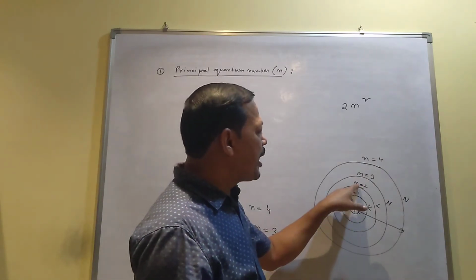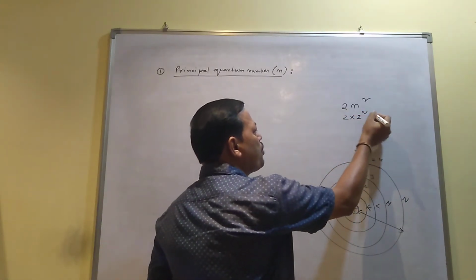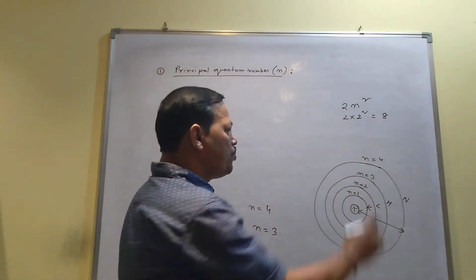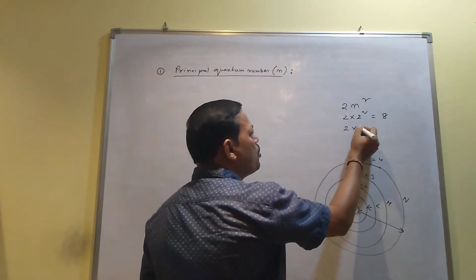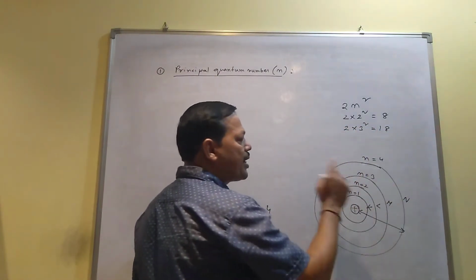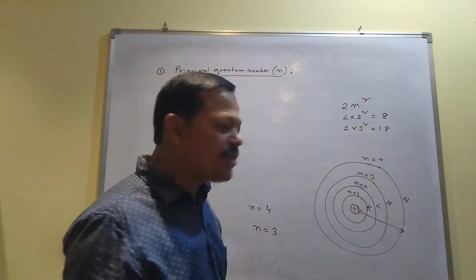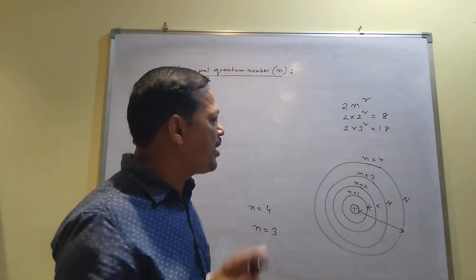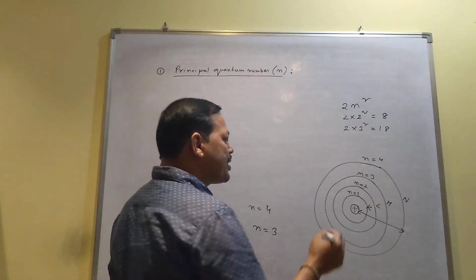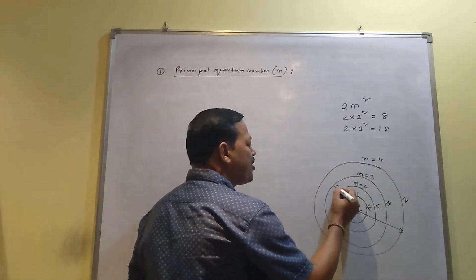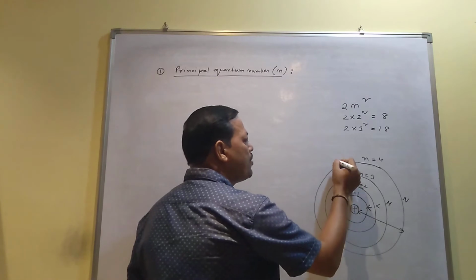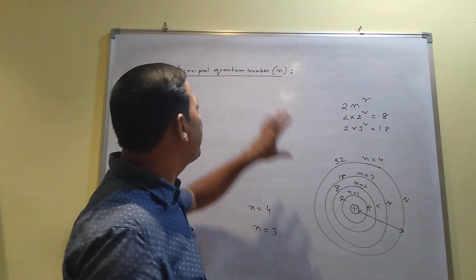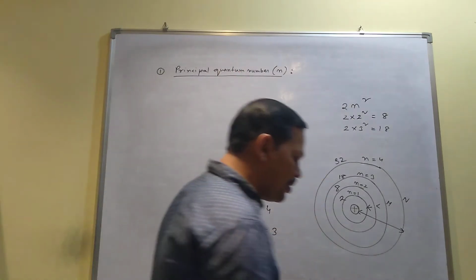For the second shell, n value is 2, I mean 2 into 2². That means you will get 8 electrons, and that's why the second shell contains a maximum of 8 electrons. For the third shell, n value is 3. That means 2 into 3². You will get 18 electrons, and that's why the third shell contains a maximum of 18 electrons. So based on this n value, you can find out the maximum number of electrons present in a shell, and that is why the first shell contains a maximum of 2, the second a maximum of 8, the third a maximum of 18, and the fourth shell a maximum of 32 electrons. So these are the informations which you will get from the principal quantum number.